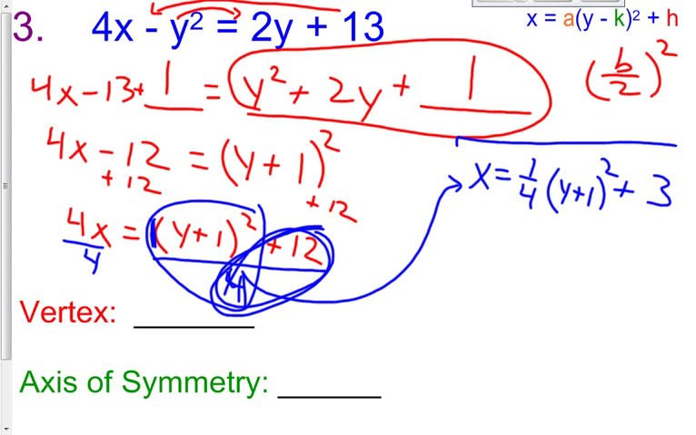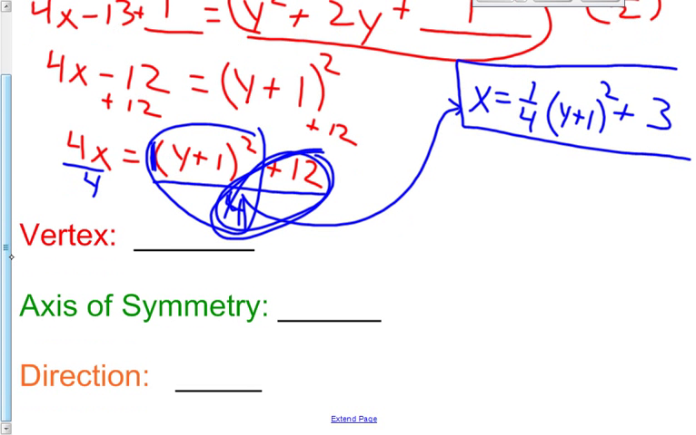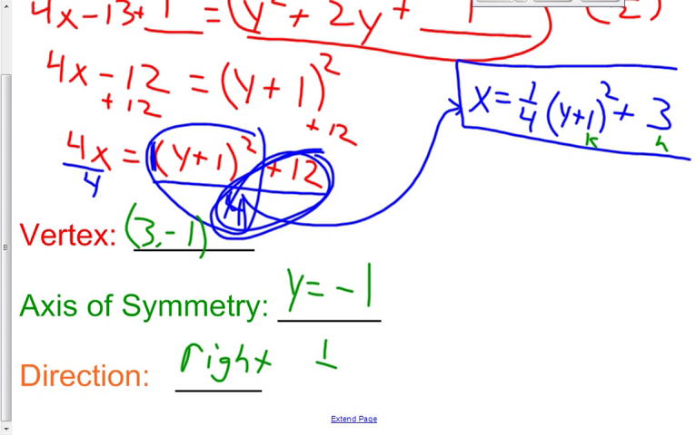So here we are now in vertex form. And from this vertex form, I can draw a lot of conclusions. First conclusion I can make is the vertex is at h, k, which is 3, negative 1. There's my vertex. It is at 3, negative 1. Secondly, my axis of symmetry is y equals the y coordinate, which is y equals a negative 1. My direction is that it opens up to the right. And why does it open up to the right? Because my a value is a positive number. My a value is a positive 1/4.